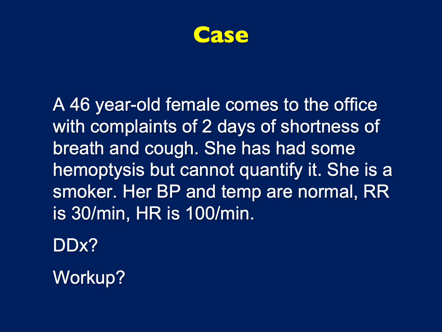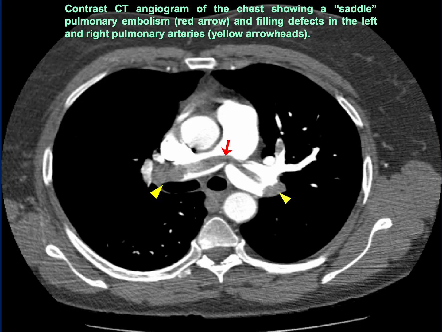Again, back to our case, one of the differential diagnoses in this lady could be PE. A CT angiogram is the diagnostic test of choice now for PE. And what you would see is this bright area in the center where the red arrow is. Right above the red arrow is the pulmonary artery. And you can see a clot that lies inside the pulmonary artery shown by the red arrow.